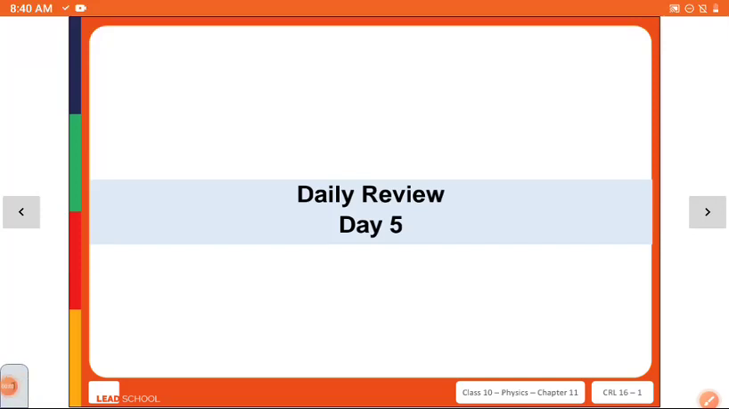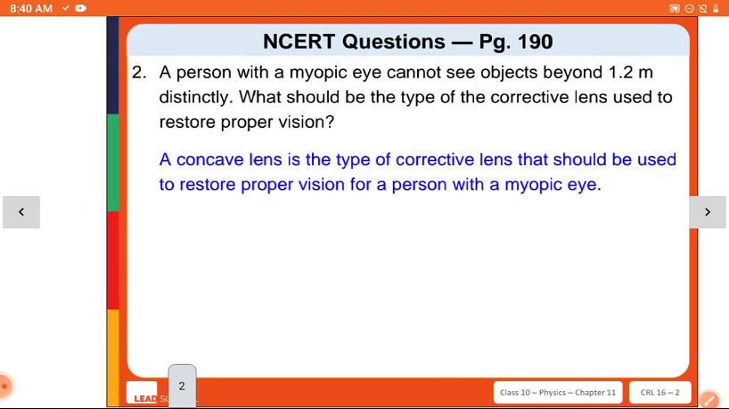This is your physics class. So student, in our last lecture we have done how to adjust a focal length, what we mean by presbyopia, and how to correct hypermetropic and myopic eye. So first of all we take a review related to NCERT questions. Open your NCERT book on page number 190.